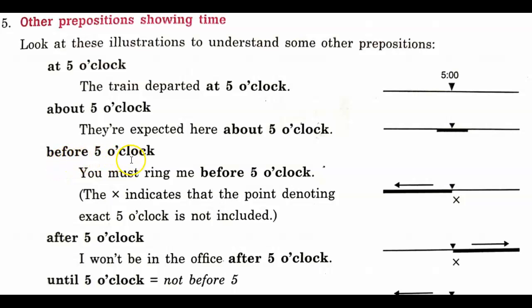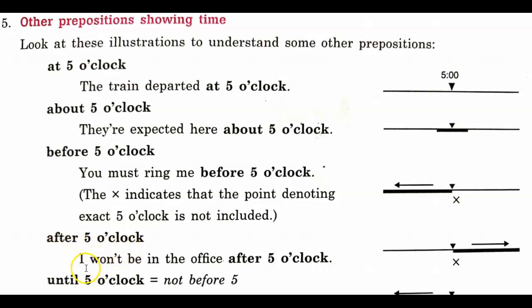Before 5 o'clock means something just before, exactly before 5 o'clock, not 5 o'clock itself. So things that happen before 5 o'clock. Here the X is there. See, here we have an X. This indicates that the point denoting exact 5 o'clock is not included. That is, exact 5 o'clock is not included. This is known as before 5 o'clock. That means the time which is 5 o'clock, before that something will happen.